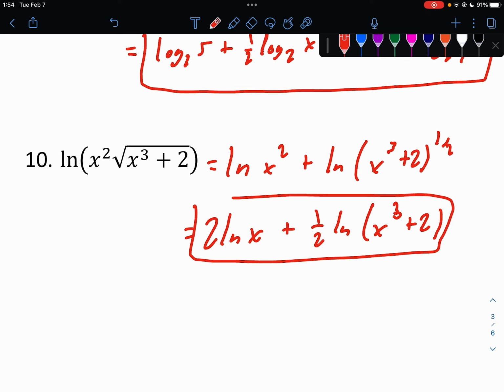A huge mistake I see all the time is students want to rewrite the second one as ln of x cubed plus ln of 2. You can't do that. You cannot distribute a log function there like that. So that is as far as we can go.